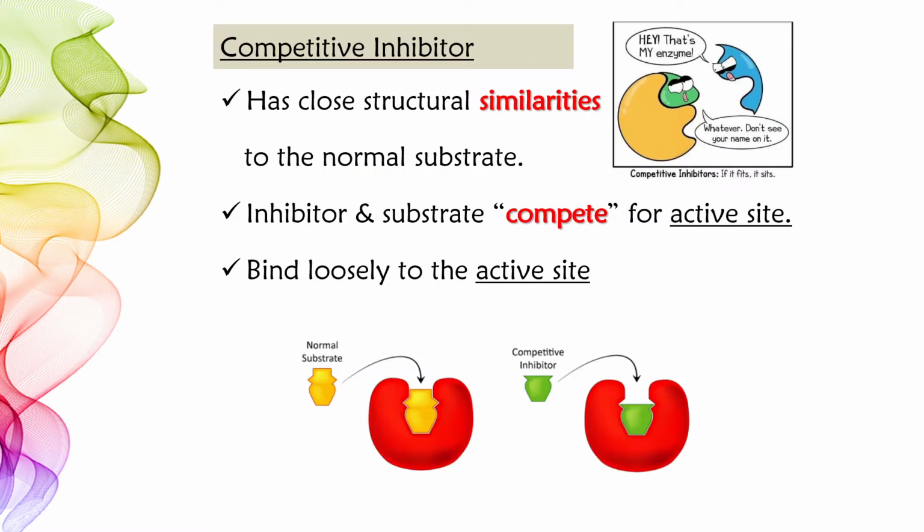Competitive inhibitor binds loosely to the enzyme, so the competitive inhibition is reversible. Competitive inhibitor has the same shape as the substrate and they compete with the substrate to bind to the active site of the enzyme. When it binds directly to the active site of the enzyme, it blocks the substrate molecules from binding to the enzyme, so reduces the rate of the reaction.